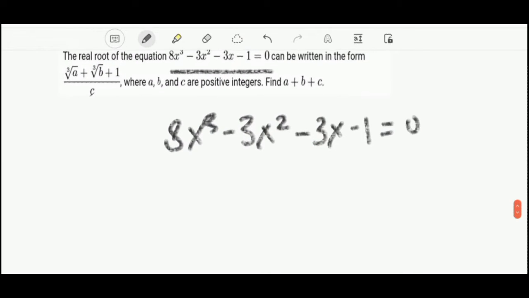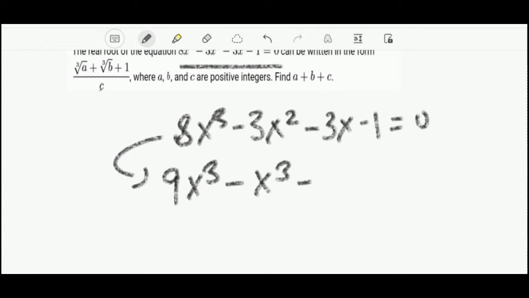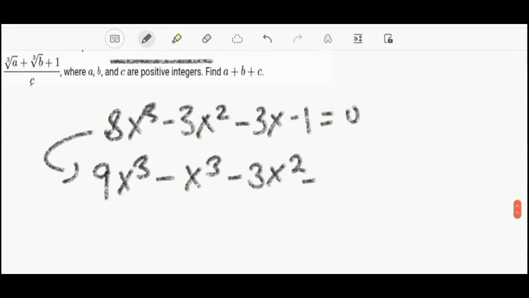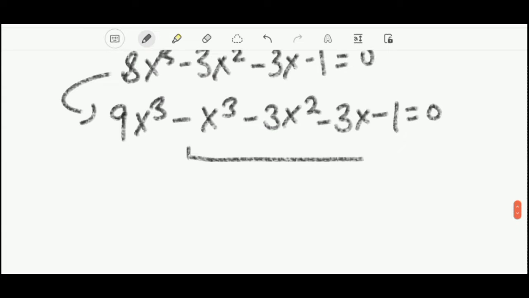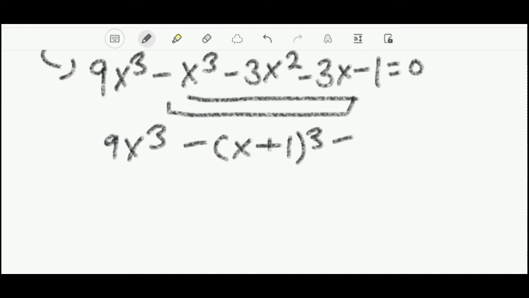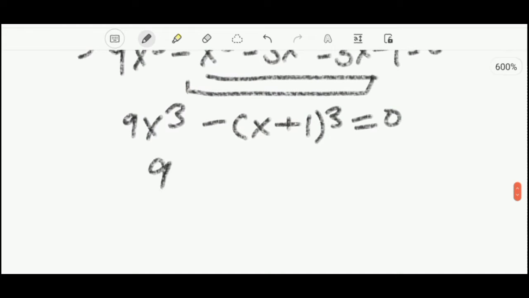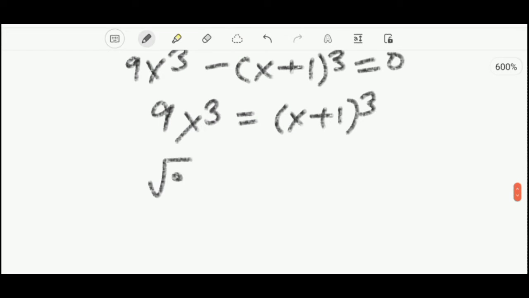To find the value of x, we can rewrite it as 9x cubed minus x cubed minus 3x squared minus 3x minus 1 equals 0. And if we club this, we can say 9x cubed minus (this is our x plus 1 whole cube) equals 0, and rewrite it as 9x cubed equals x plus 1 whole cubed. By taking the cube root of both sides, we can say cube root of 9 multiplied by x equals x plus 1.